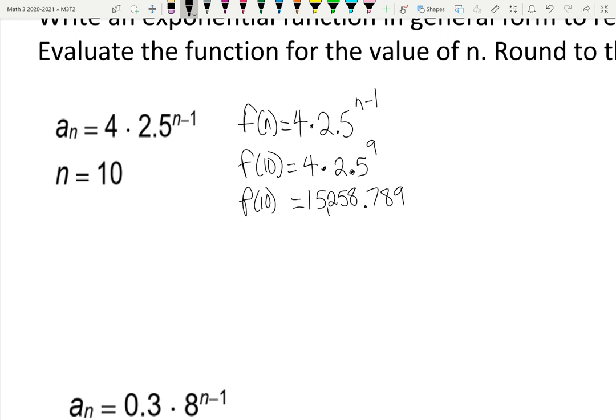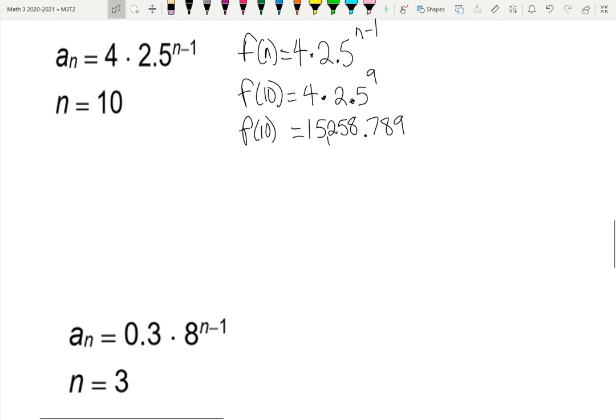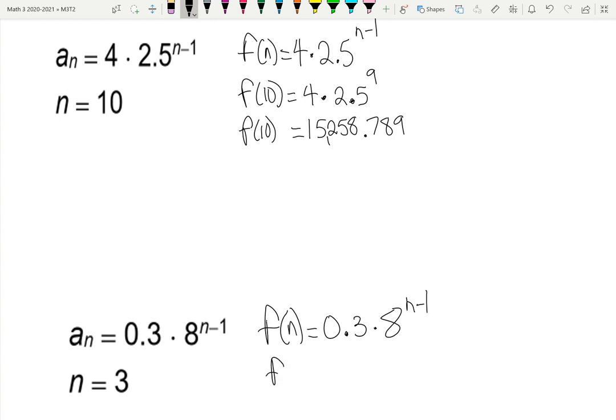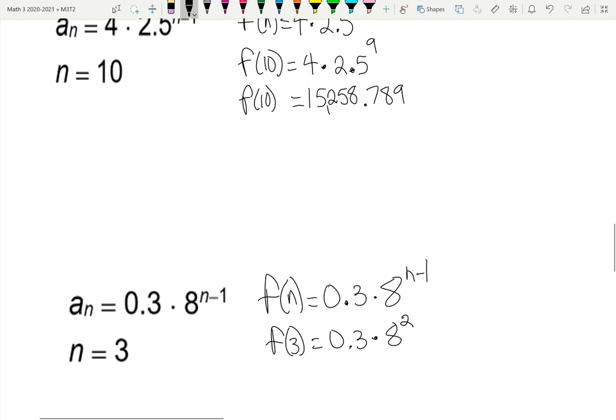Let's do it again. I got to write this in function notation. So the output is going to equal 0.3 times 8 to the n minus 1. Now I got to figure out the output when n is 3. Times 8, what is it? 3 minus 1 is going to be 2. I go ahead and plug this into a calculator, and this is going to produce an output of 19.2.